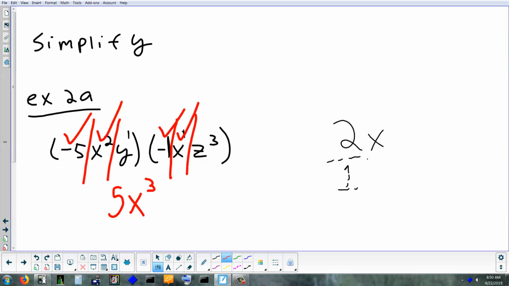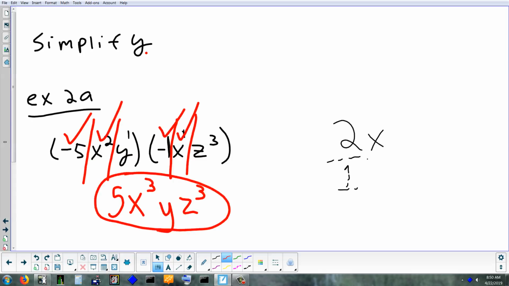What else do I need to write in my answer? X to the third. So the x's are done, I already have down x to the third. And then y to the 1. I'm just gonna put y, I'm not gonna put it to the first. And then z. Z to the what? Very fast. Good.